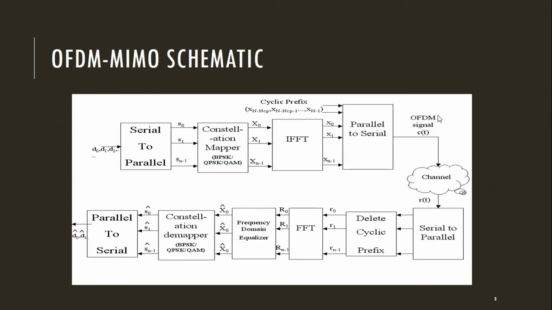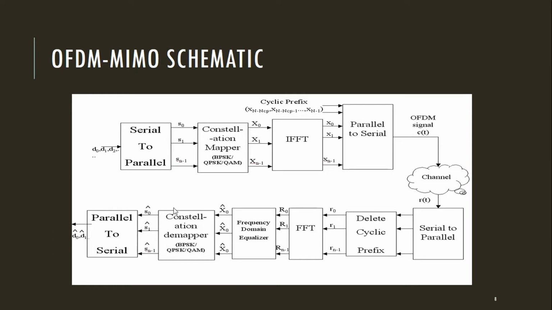They're sent over several fading channels, and at the receiver end, the completely reverse process happens. There is a serial to parallel converter again, which multiplexes these signals and converts them into a parallel stream. Then we delete the cyclic prefix, because the purpose of avoiding the interference has been served already. We don't need the cyclic prefix now, so it is deleted. And then we have the small r0, small r1, up till small rn-1 signals.